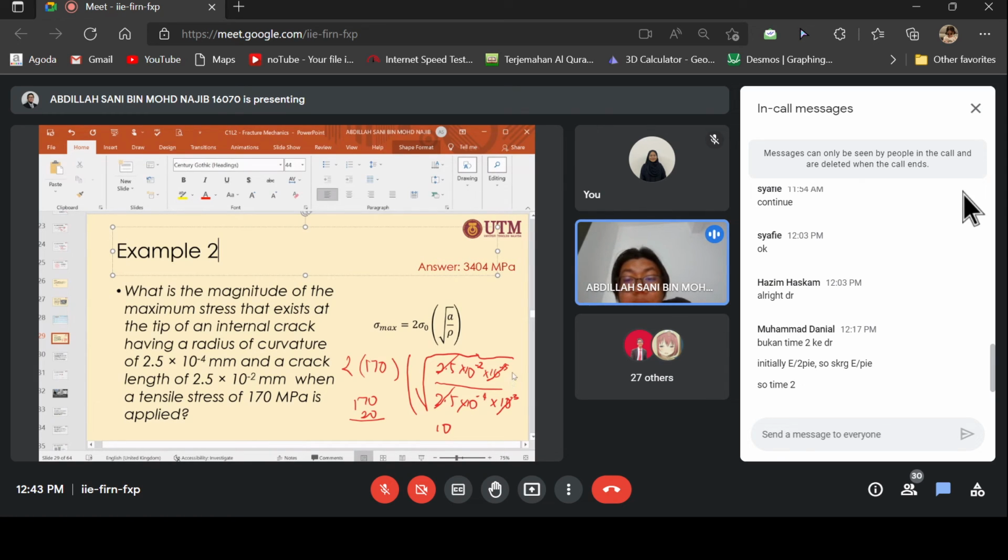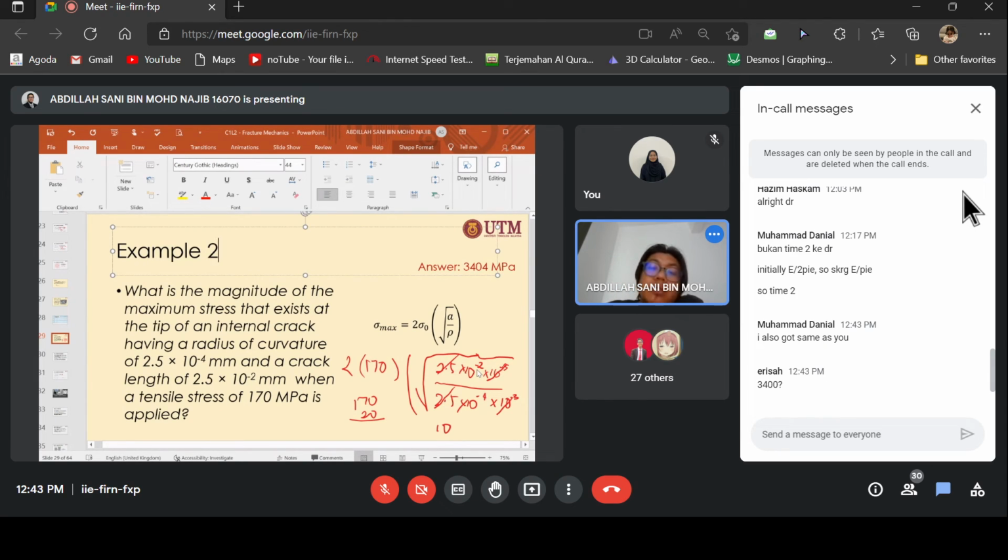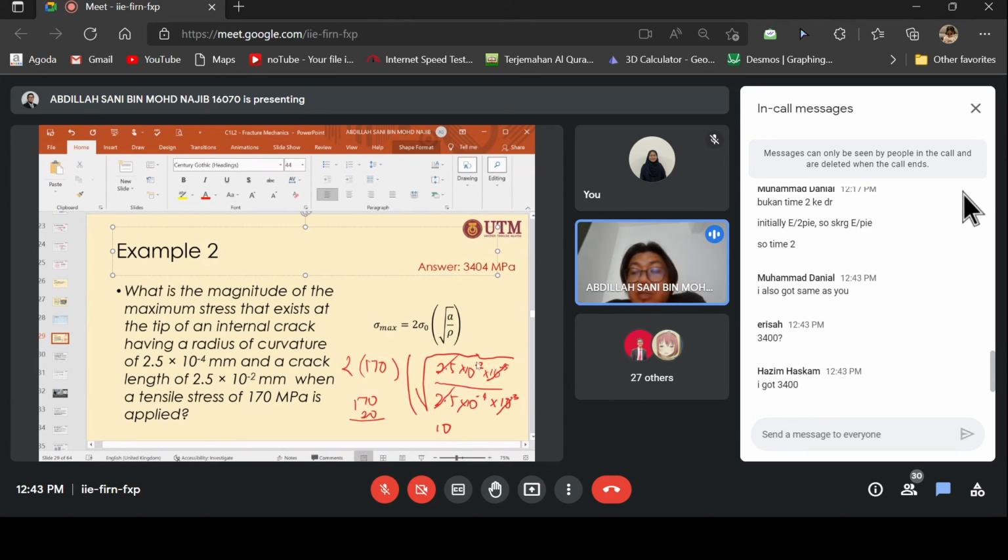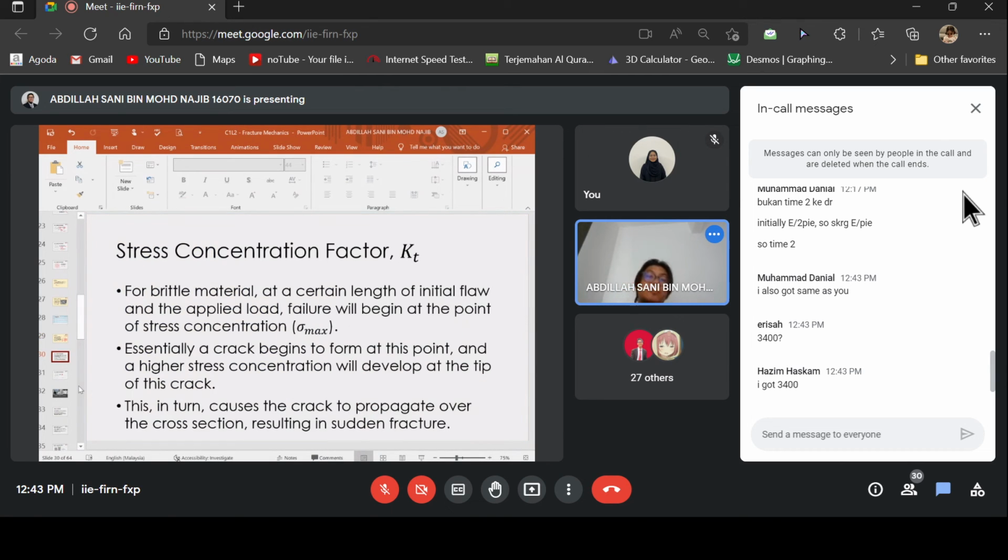This should be struck off. Yes, I also got 3, 4. Maybe the slide is wrong. The slide is wrong. So if you just use the formula, you get the answer.